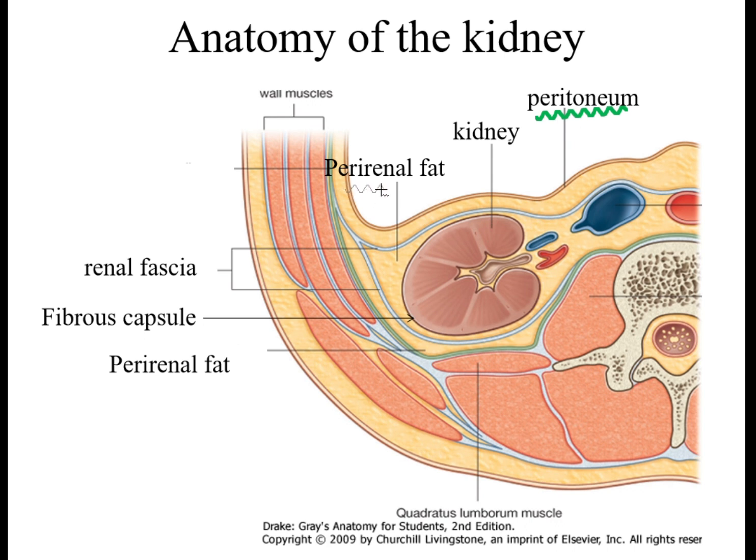Then next you can see here the outer layer, we have the peritoneum, and this is the perirenal fat. This is the kidney, and the outer fat is known as perirenal fat, and the wall is known as the peritoneum. This is the renal fascia, and this is the fibrous capsule, and this is the perirenal fat.